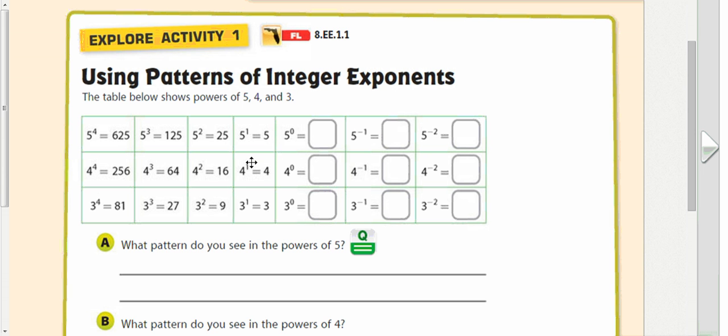Let's first look at the simple one, starting with 5 to the first power. If we recognize that 5 to the first power is actually equal to 5, and 4 to the first power is actually equal to 4, and 3 to the first power is actually equal to 3, then what should we expect if there is no exponent on top of each of these numbers? There needs to be an exponent, but what would that exponent be?